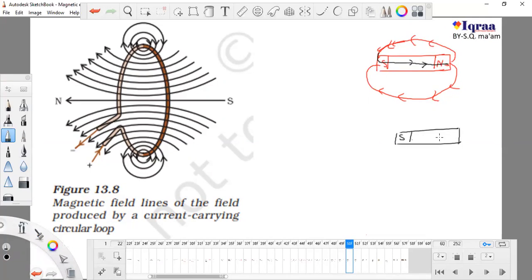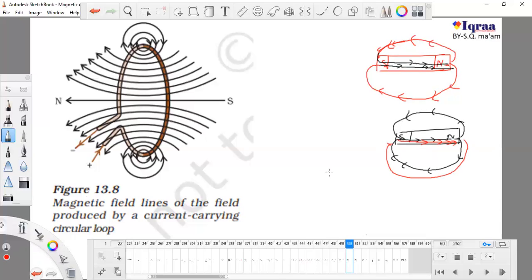This is the south pole, this is the north pole, and this is a complete loop. For sure we can draw this for the second one. For the second one I'm using another color, so it will not confuse you. So there is a complete circle, there is a complete circle.